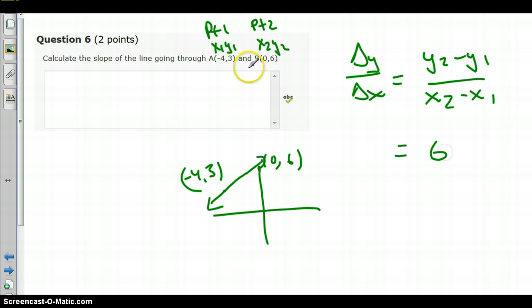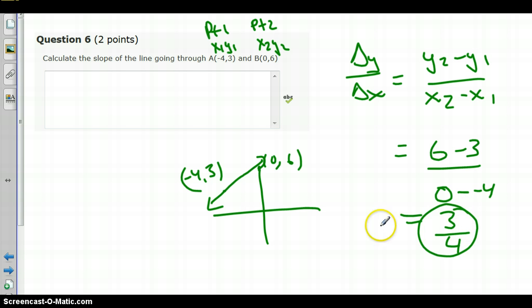Y2 is 6, Y1 is 3. So my y's change from 3 to 6, and x2 is 0, x1 is -4, so minus -4. What I have here is 6 minus 3 is 3, and 0 minus -4 is 0 plus 4, and I have 3/4. So there's my slope. It's positive. Looking at this here, this isn't to scale, but it looks like something that would make sense. Okay, it's not a very steep line.